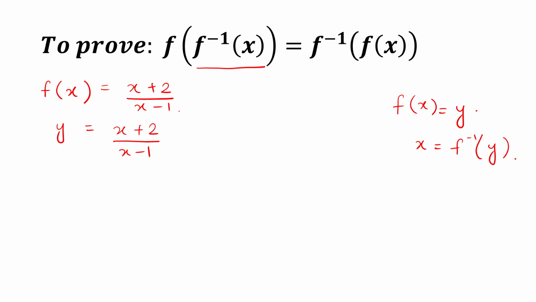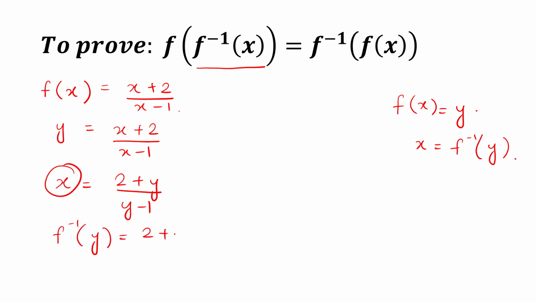We already solved for x. So the value of x is 2 plus y over y minus 1. Now plug in the value of this x, which is f inverse of y. And in the last step, we replace y with x. Which is the required inverse.